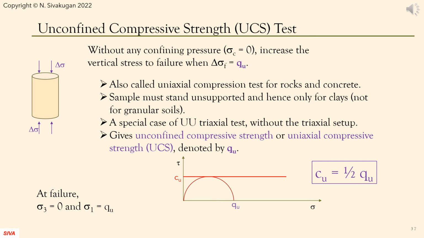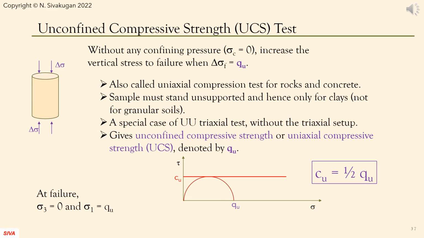Unconfined compressive strength test is a special case of UU triaxial test. On rock or concrete specimens, this is called uniaxial compressive strength test. This test does not require the sophisticated triaxial test setup. It just requires that the specimen has to be able to stand unsupported, without any confining pressure. There is no confining pressure during the test. That is sigma c equals 0.